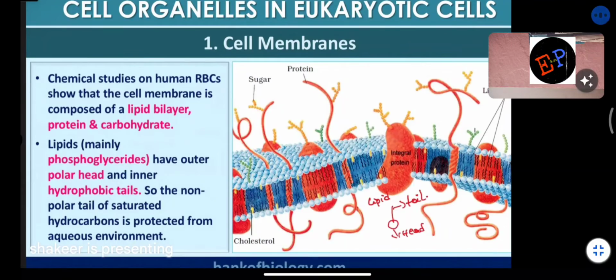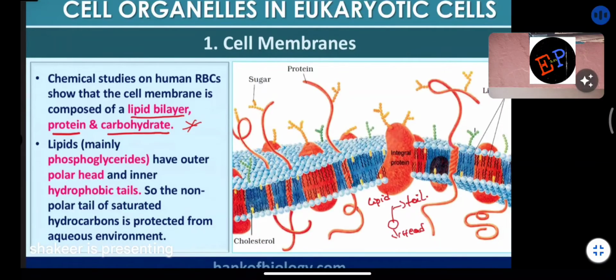Chemical studies on human RBCs show that the cell membrane is composed of lipid bilayer, protein and carbohydrate. The cell membrane, the covering present on the cell, is made up of three components. A bilayer of lipid is present, protein is present, and carbohydrates are also present. These are the three components the membrane of the cell is made up of.